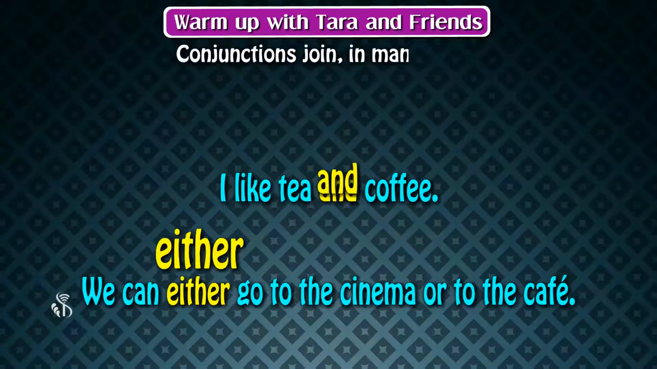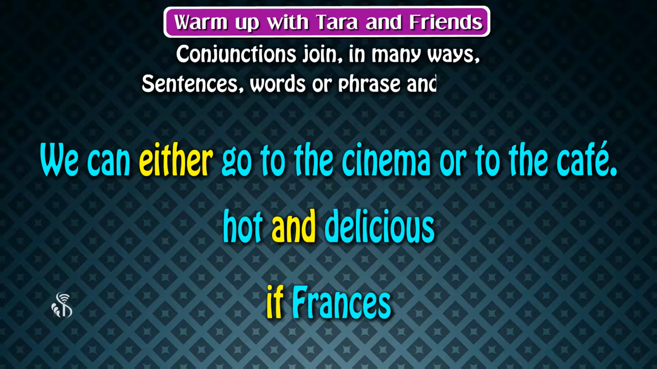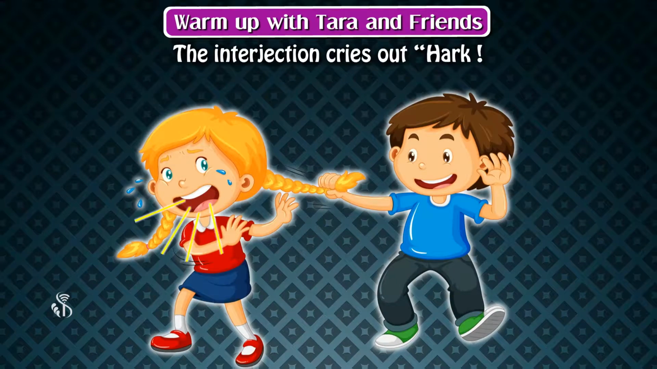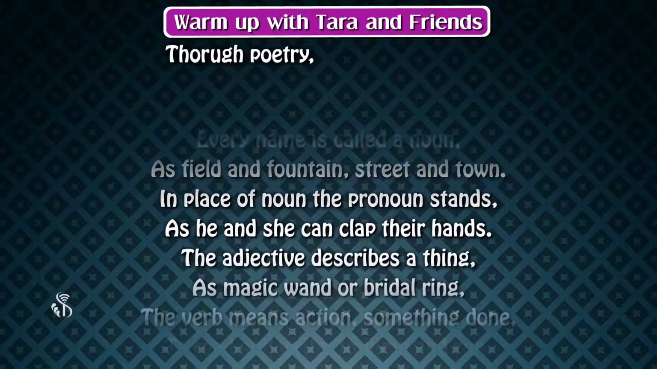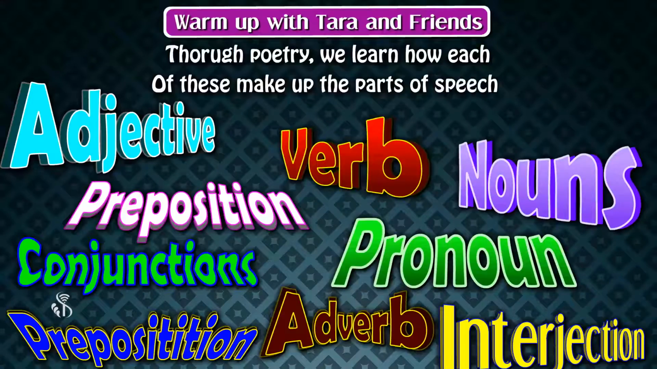Conjunctions join in many ways, sentences, words or phrase and phrase. The interjection cries out hark, I need an exclamation mark. Through poetry, we learn how each of these make up the parts of speech.